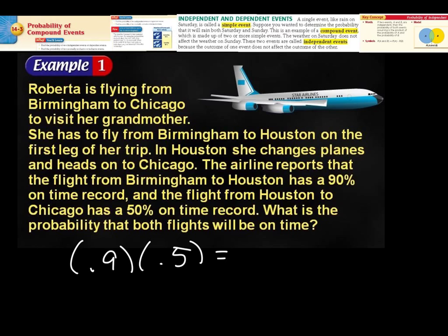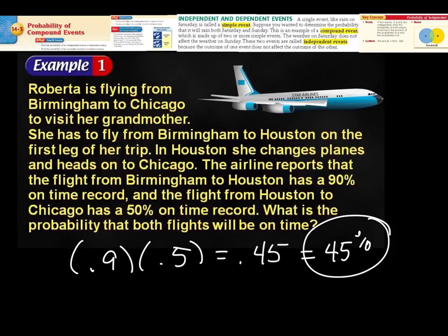All we have to do is write both percents as decimals and multiply, and we get 0.45, which is only 45% of the time. Not terribly likely. When the outcome of one event affects the outcome of another event, the events are dependent events.